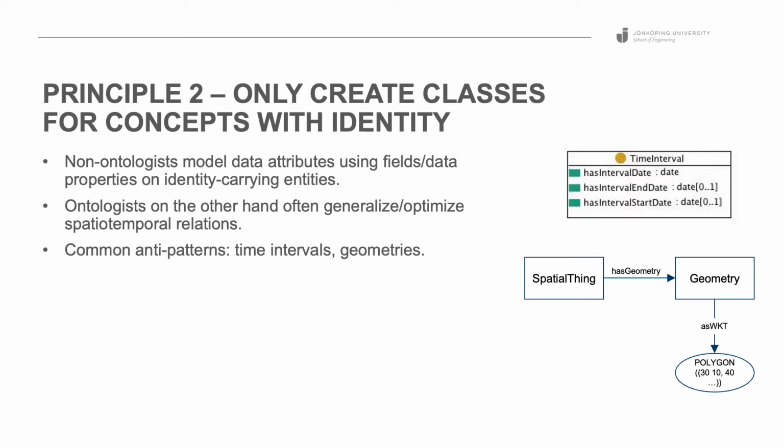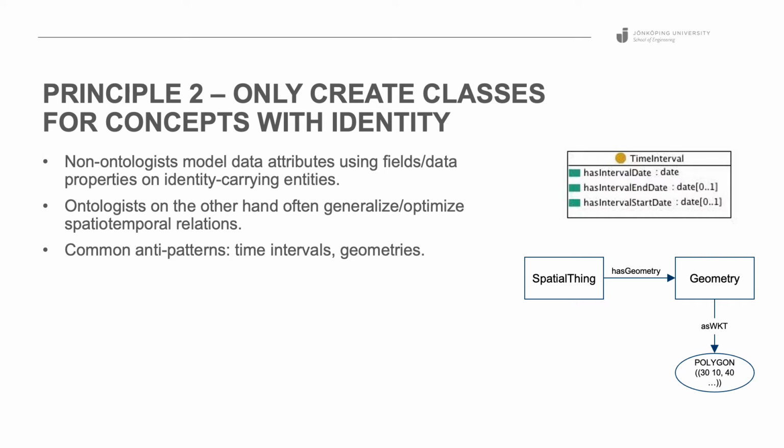Principle number 2, create classes for concepts that carry identity. Non-ontologists working with code or data models or what have you typically represent data attributes using fields or data properties on things that have identity. So if you have something like an event, you would have that as your class-like representation or your schema representation, and you would have fields on it to represent the starting and ending date or date time or time.